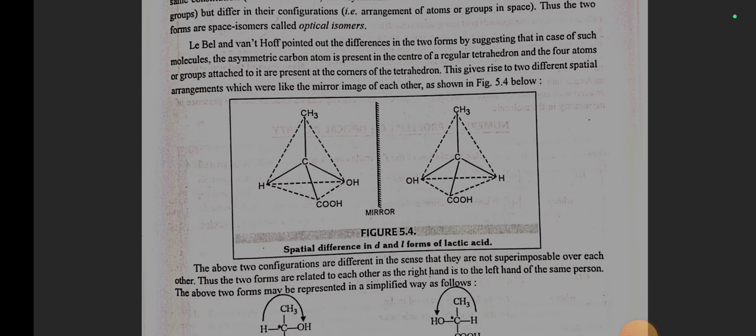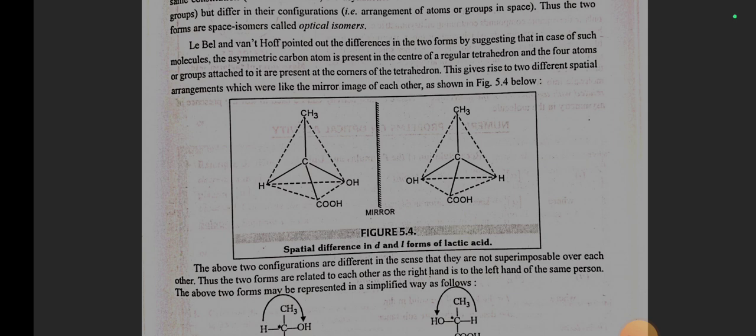Le Bel and van't Hoff pointed out the difference in the two forms by suggesting that in case of such molecules, the asymmetric carbon atom is present in the center of a regular tetrahedron and the 4 atoms or groups attached to it are present at the corners of the tetrahedron.